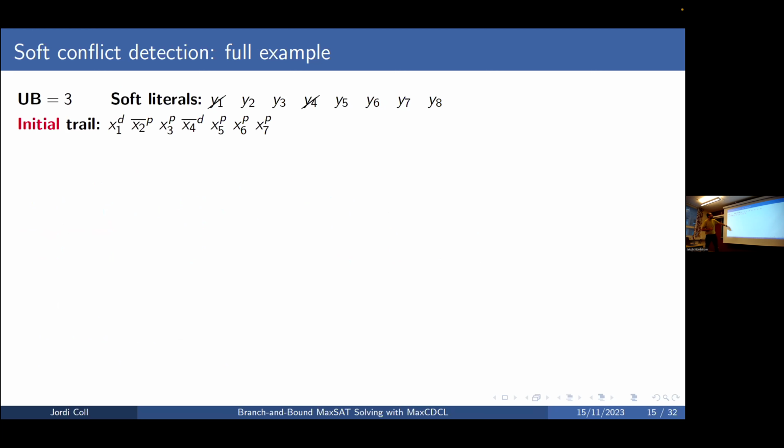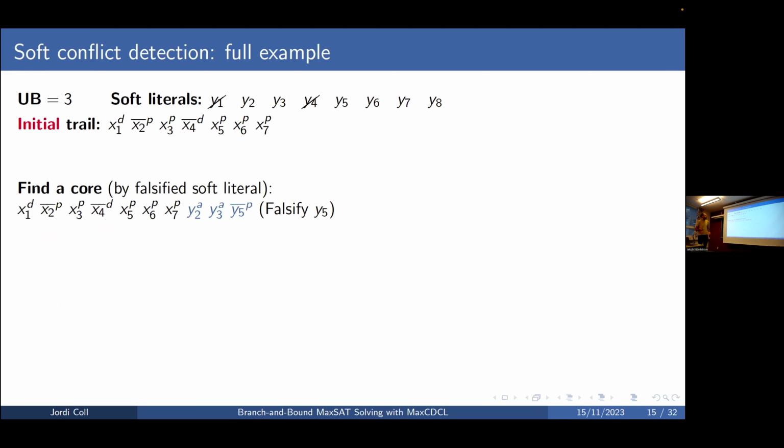So again, I will not use Y1 and Y4 anymore. I can find another local core. I will go faster now. But now this is another case. I have not falsified the clause, but what has happened is that by assuming these two subliterals, I have propagated to false another false literal. This also gives me a core.